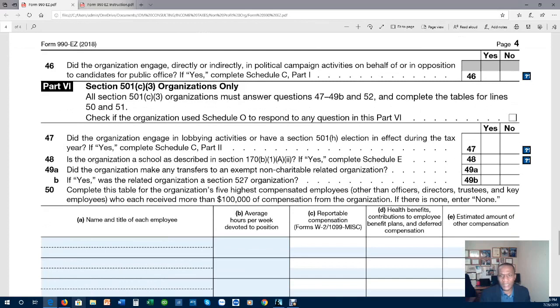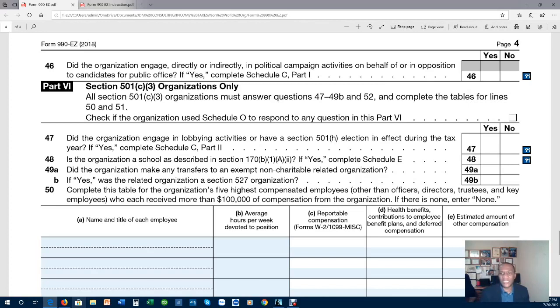Okay, and Part 6, Section 501(c)(3) organizations only. This part is completed only by 501(c)(3) organizations. All section 501(c)(3) organizations will answer questions 47 through 49b and 52, and complete the tables on lines 50 and 51. Check if the organization used Schedule O to respond. If you use Schedule O to respond to any questions in Part 6, you have to check to indicate Schedule O was used.